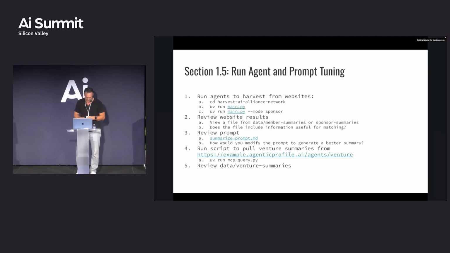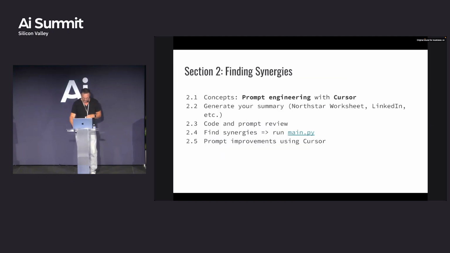And then down here, number 5, let's just look at it really fast. But that's just, again, venture summaries. It's a directory with a whole bunch of summaries about people. And now you have a nice data set of everybody you're going to match against. And so the next step here is finding synergies.